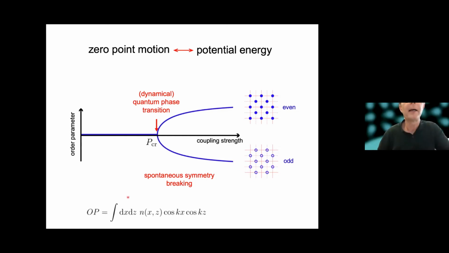And now you can see here you have the order parameter. So the order parameter is now the y-axis. I think that's what the question was earlier. That's maybe the more intuitive expectation for the phase diagram. So you have the order parameter, and to the right you have the coupling strength. At a critical point, the system starts to order, either in an even pattern or in an odd pattern.